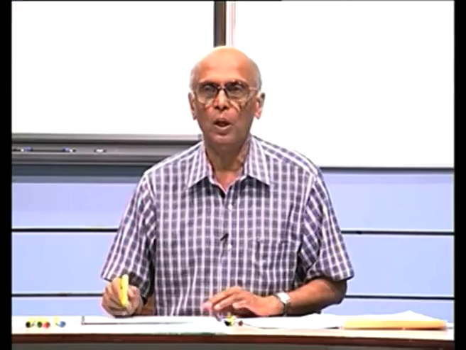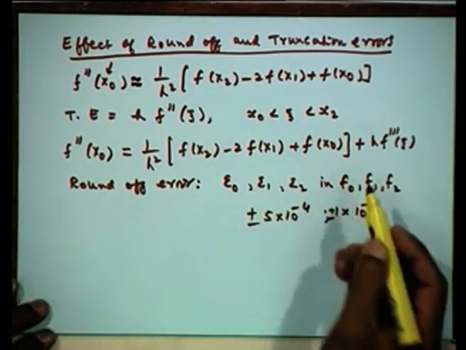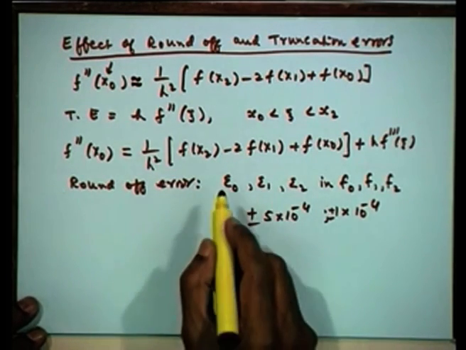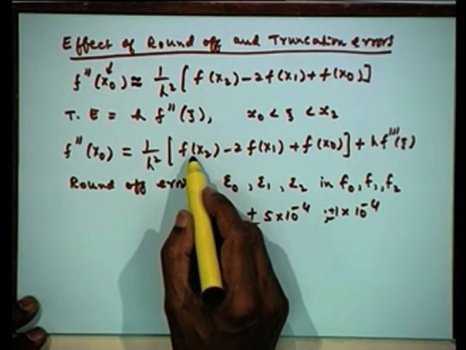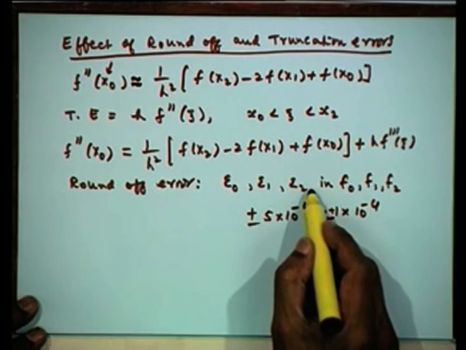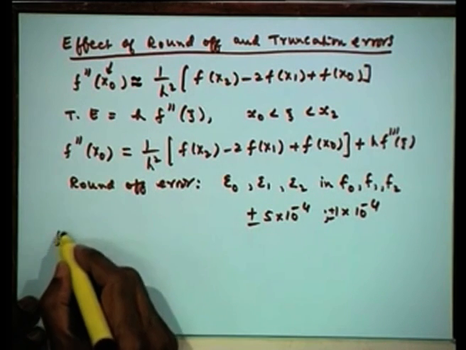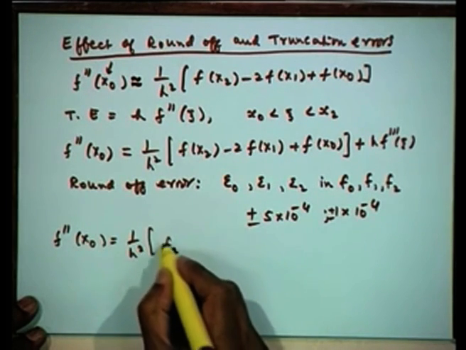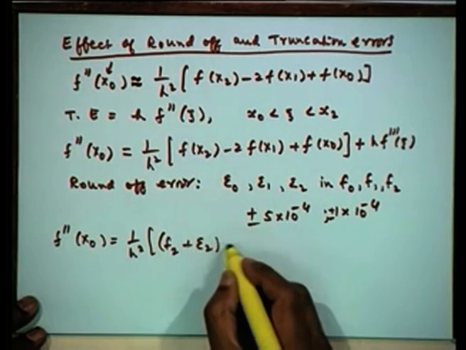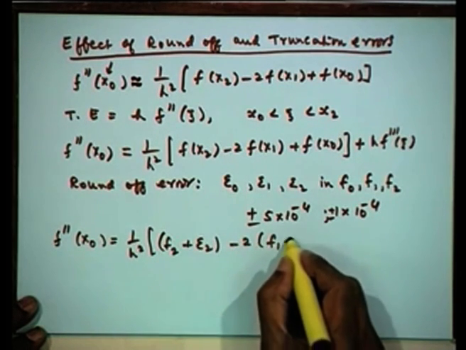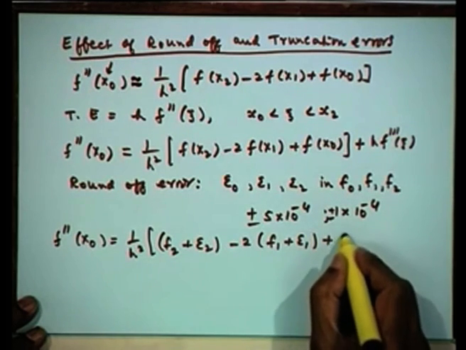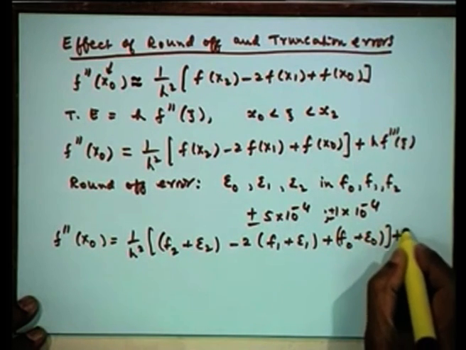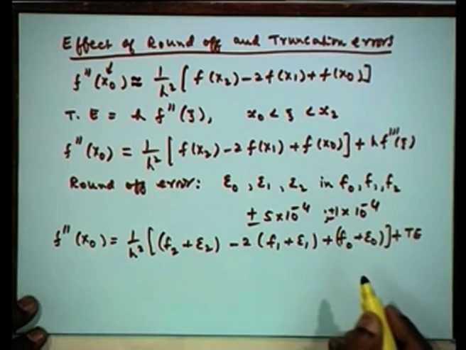So, we know these expressions, but alternatively the errors in each one of them could be different. So, let us take the general case. Therefore, in actual computation it is not f(x2) that is being computed, but f(x2) plus epsilon 2, where epsilon 2 is the error. Therefore, what we are actually getting in the computations is 1 upon h square of f2 plus epsilon 2 minus 2 times f1 plus epsilon 1 plus f0 plus epsilon 0, plus, let us write this as TE for truncation error.